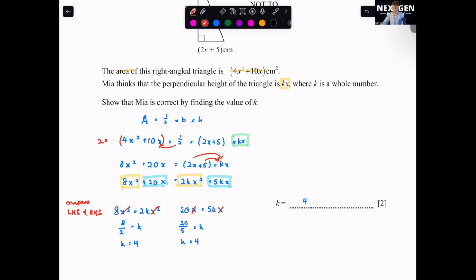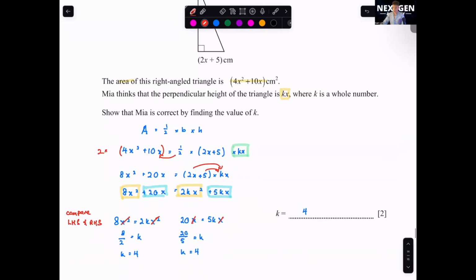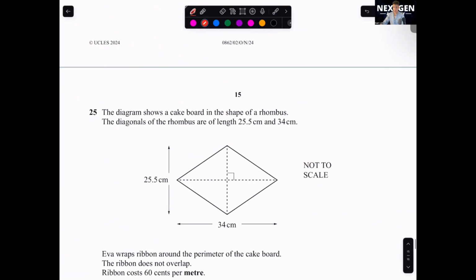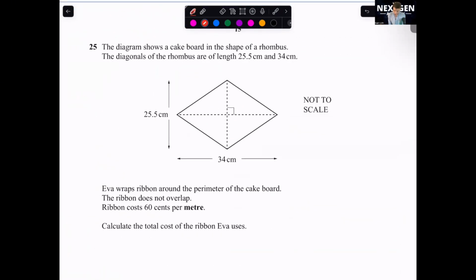Yeah, one last one. Question 25. The diagram shows a kickboard in the shape of a rhombus. The diagonals of the rhombus are of length 25.5 cm and 34 cm. Eva wraps a ribbon around the perimeter of the kickboard. The ribbon does not overlap. Ribbon costs 60 cents per meter. Calculate the cost of the ribbon Eva uses.